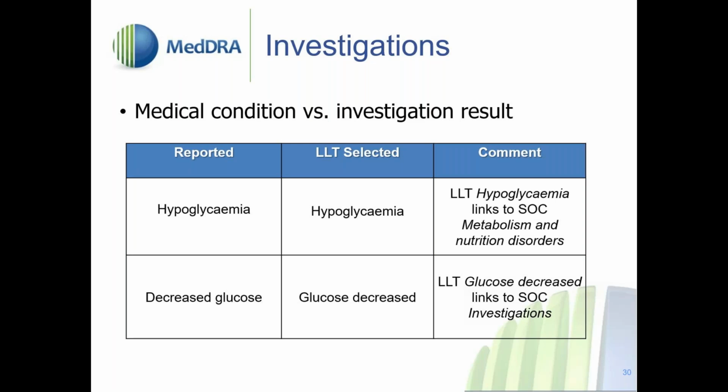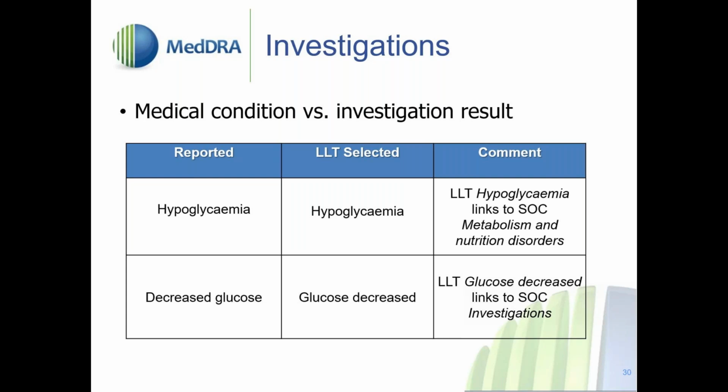The investigation SOC is not multi-axial, meaning that preferred terms that reside in the investigation SOC are only linked to the investigation SOC. It's really not possible sometimes to link one lab test to all the possible different system organ classes that could have been associated with that one lab test. So the investigation SOC is uniaxial. So it's always important to consider the terms in that SOC when you're thinking about data retrieval.